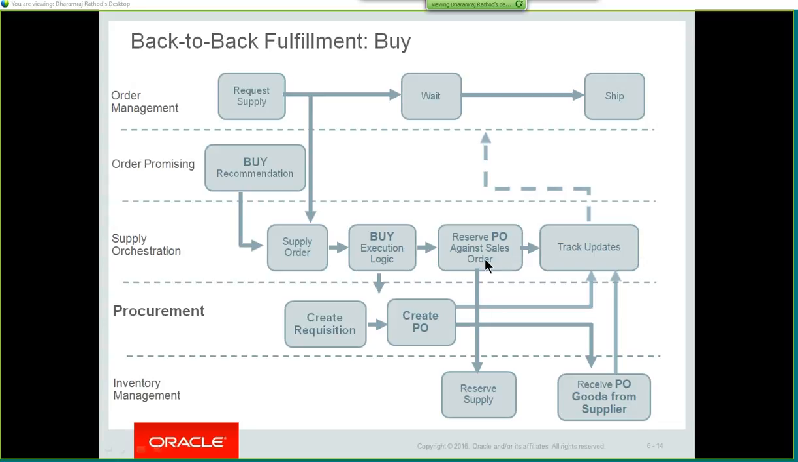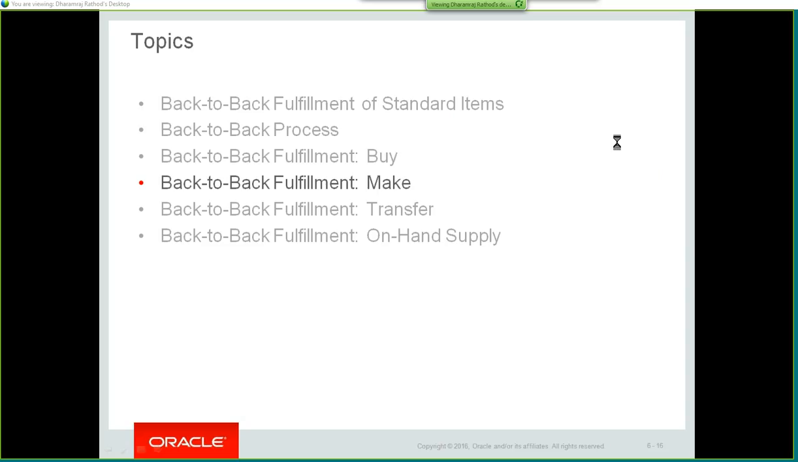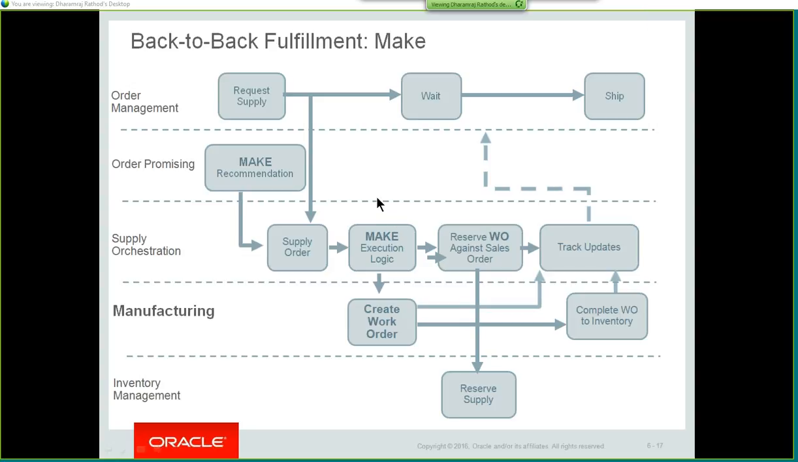It will be reserved against the purchase order, and then once you have got on hand, you would eventually go ship it to your customer. From the make, you would create a purchase order, you would create a work order. You would have your supply payload, which will eventually call the manufacturing processes and create the work order. And once the work order is created, you would have your reservations between the work order and the sales order.